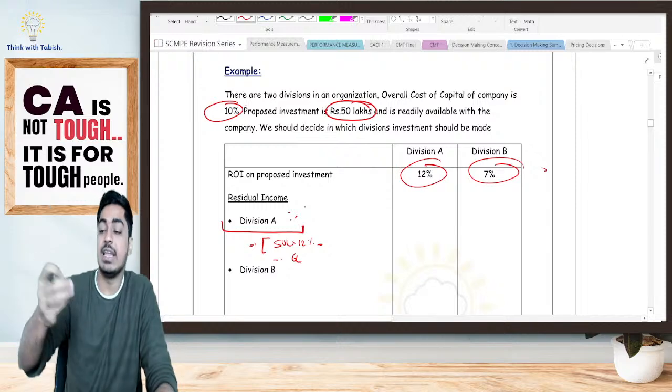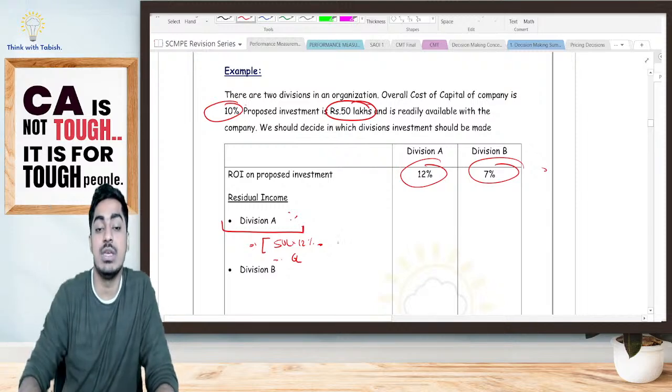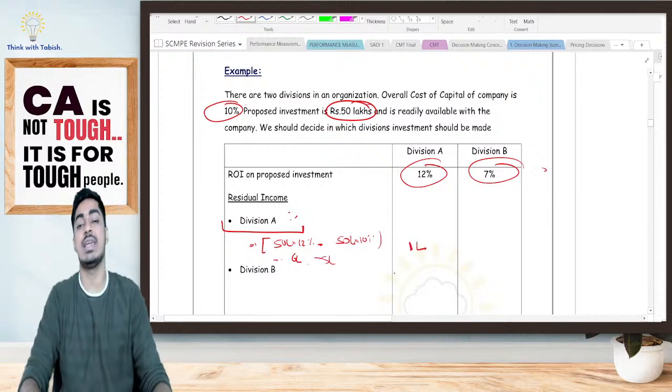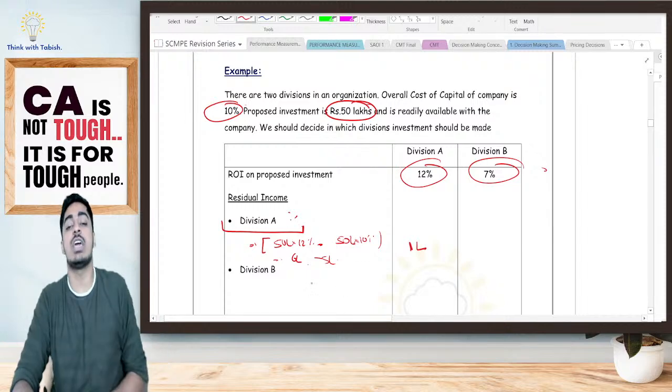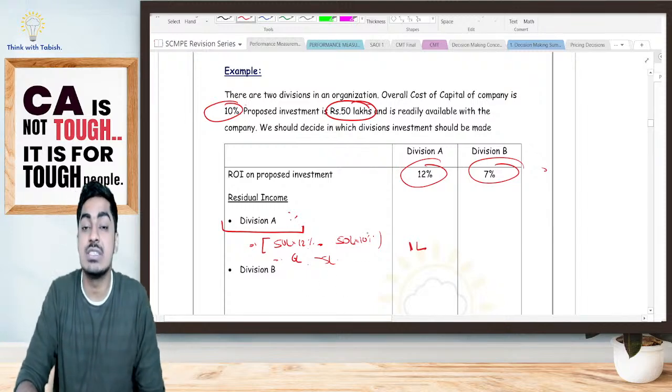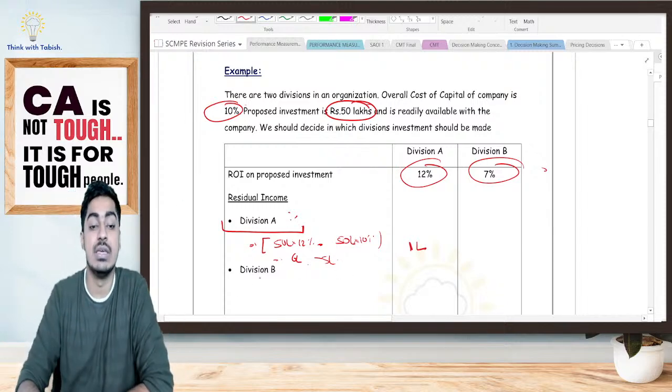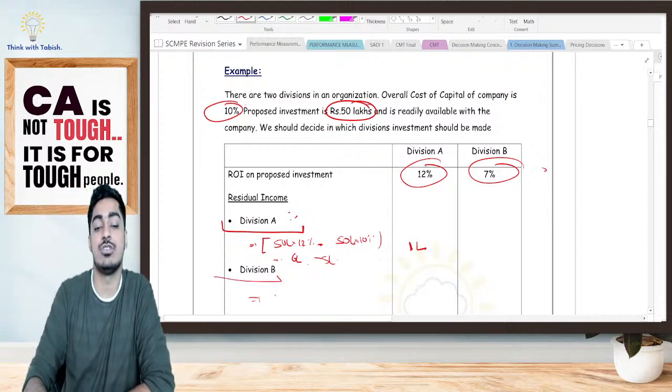Bare minimum, how much I want. How much is my company telling? Bare minimum, you should earn this much and give it to me. Company is telling you should give me bare minimum 10%, 5 lakh. That means I'm having residual income of 1 lakh. Company is telling bare minimum 5 lakh we want. However, I'm earning 6 lakh rupees. That means 1 lakh extra I'm earning and giving it to my company. Is it clear?